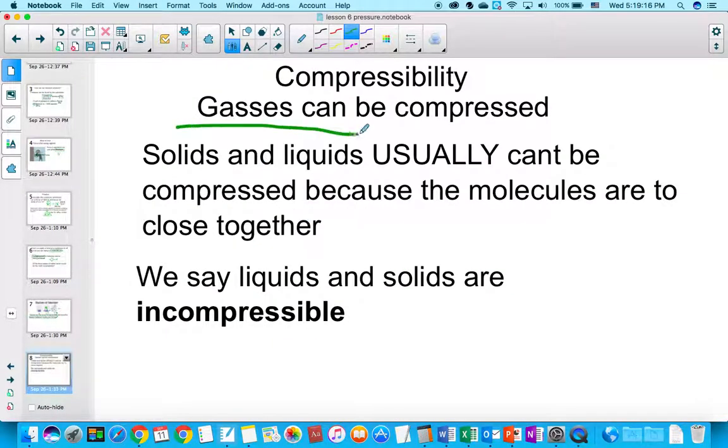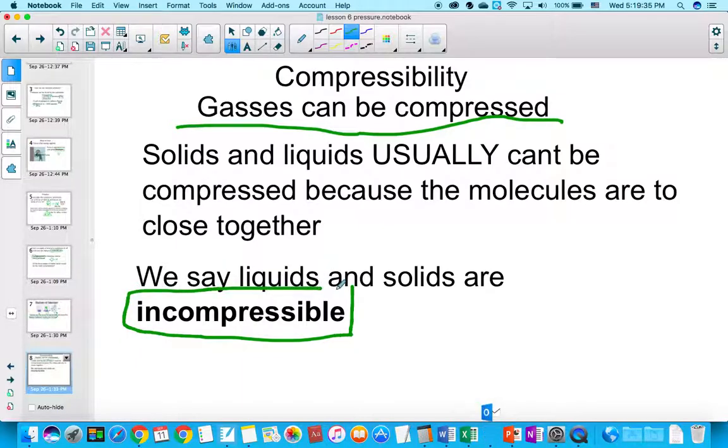Gases can be compressed. Solids and liquids usually cannot be compressed. And again, some solids can, liquids can't. That's because the molecules are already close together. They can't be compressed because the molecules are already close together. So we say liquids and solids that can't be compressed are incompressible. They are incompressible because they cannot be compressed. Gases can be compressed.